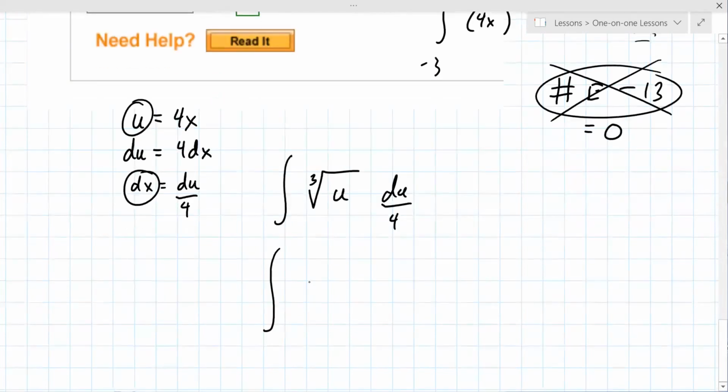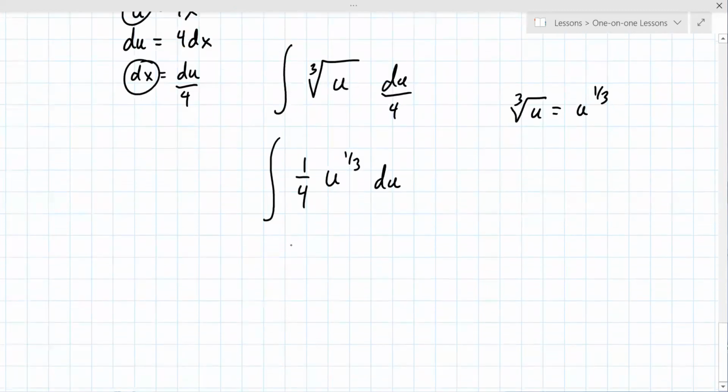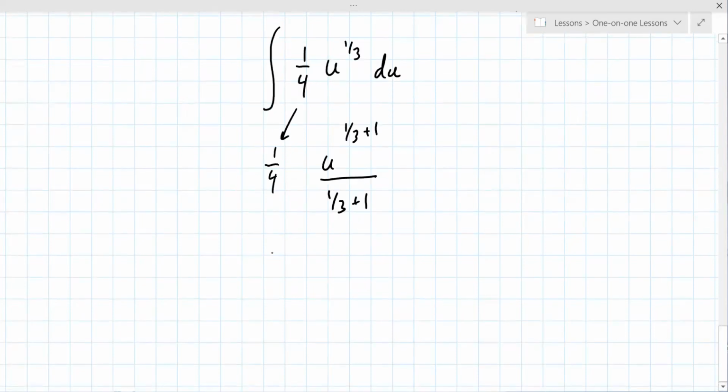So this becomes the integral of 1/4, and then the cube root of u is like saying u to the 1/3 power, so this is u to the 1/3 power du. Now this is something you can handle. You just bring the 1/4 down. You add 1, so it's 1/3 plus 1 over 1/3 plus 1. I'm writing the plus 1 because it's a fraction, and sometimes it just doesn't compute real well when it's like that. But they must have the same exponent.